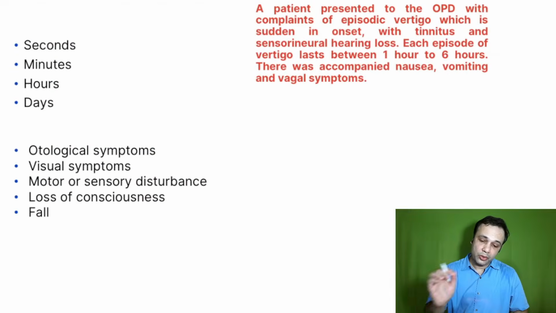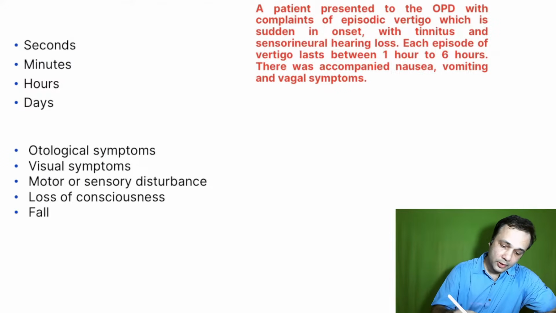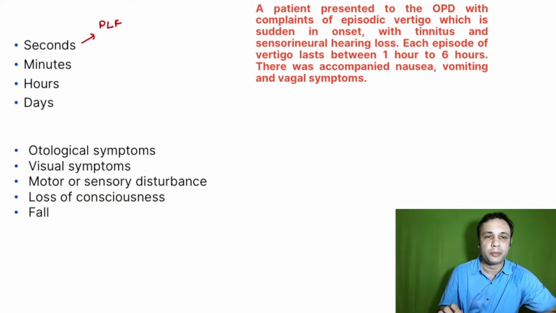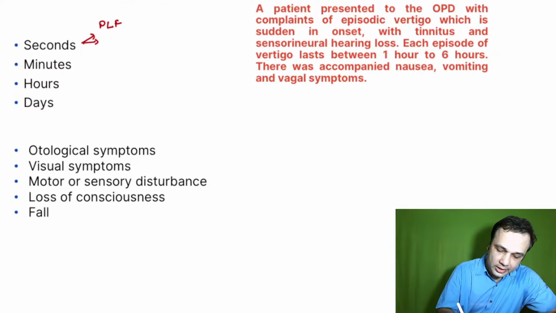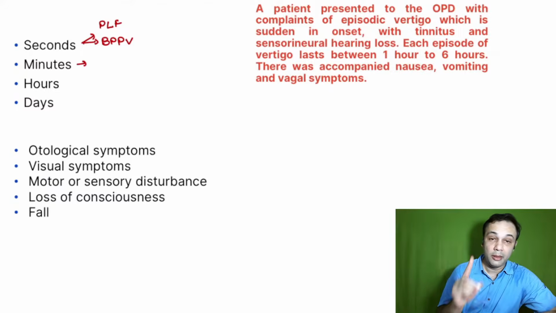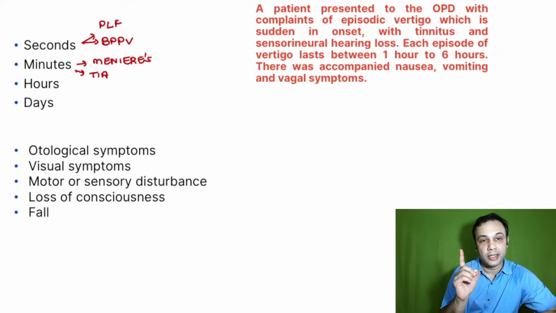Right, so a little bit more to discuss about this. This one slide should give you the diagnosis. When you talk about vertigo lasting a few seconds, you have perilymphatic fistula. A very small perilymphatic fistula will produce vertigo for a few seconds. The second important diagnosis when you talk about seconds will be BPPV. When you talk about a few minutes, Meniere's disease comes into the picture. The other important differential if it's minutes is a transient ischemic attack. There is one central cause that can produce vertigo for a few minutes.